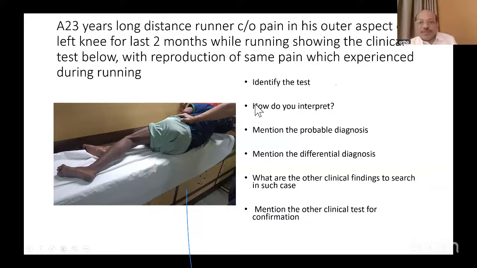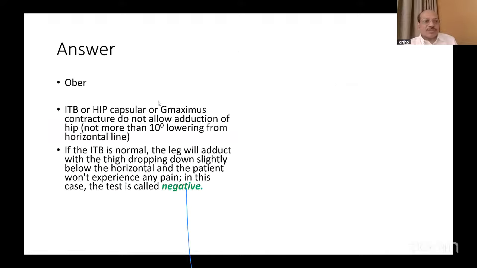Now mention the probable diagnosis. So the answer is basically Ober's test. Basically it is the iliotibial band or the hip capsular or the gluteus maximus contracture which doesn't allow the adduction of the hip. That is, not more than 10 degrees lowering from the horizontal line.